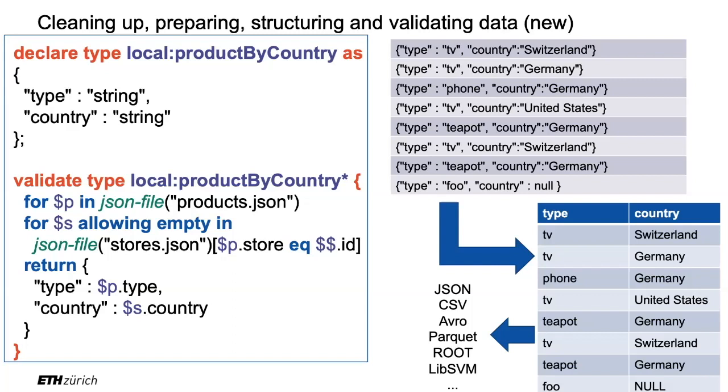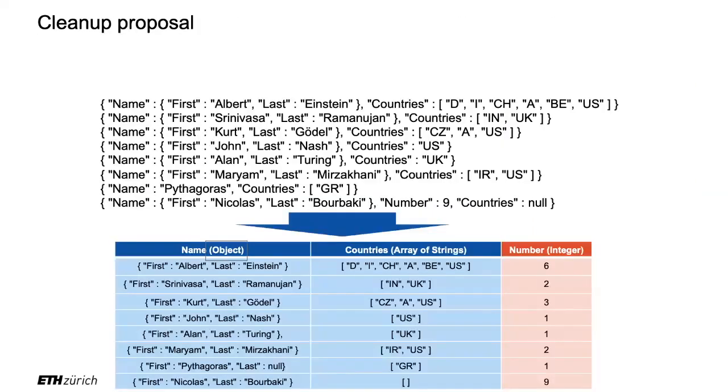So this is maybe a repetition. You can basically create, using JSONiq, a sequence of objects. You can validate that sequence of objects against a type. And if that type is compatible with data frames, if it's flat, you can export it to CSV. If it's nested, you can export it to Parquet, and so on.